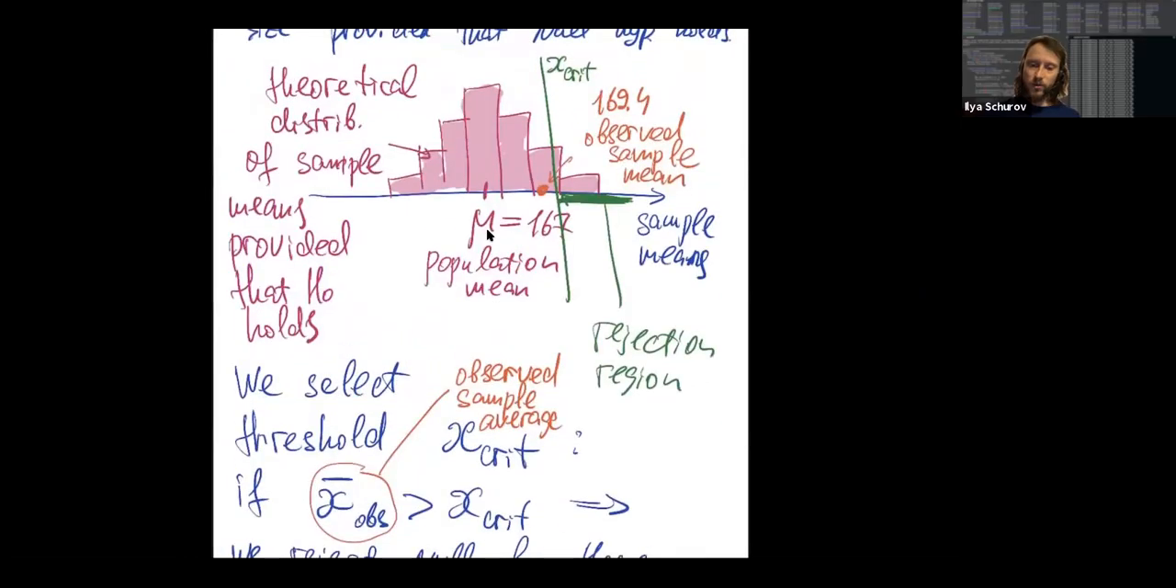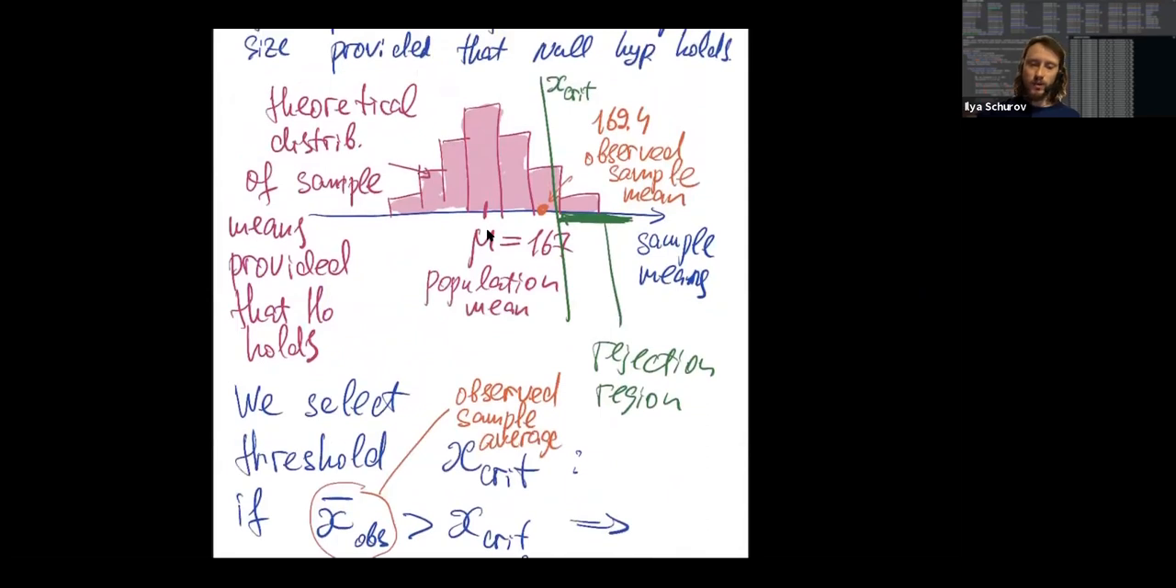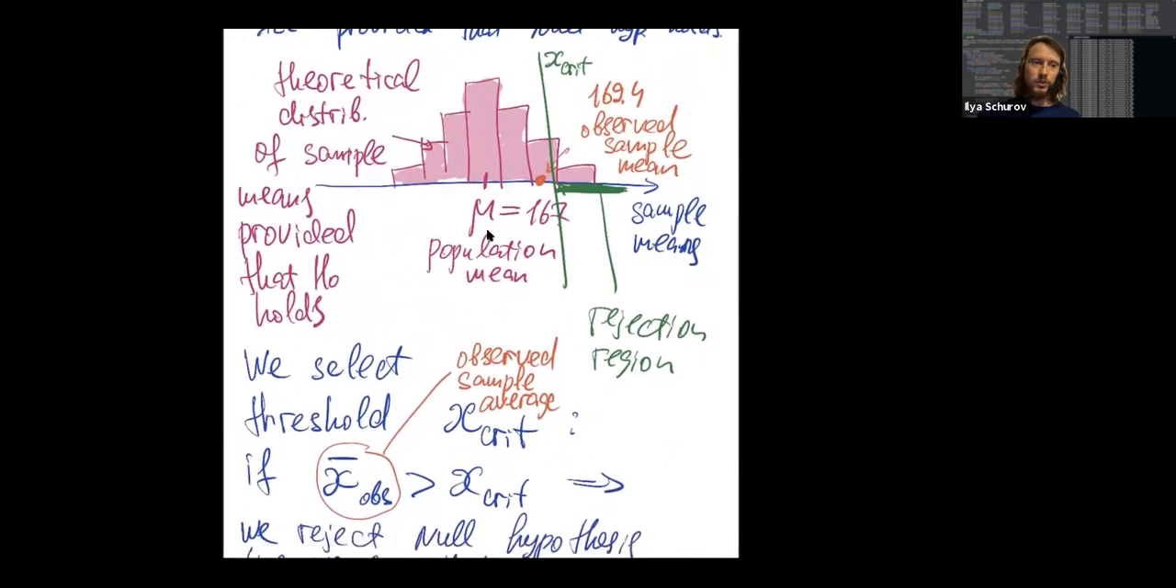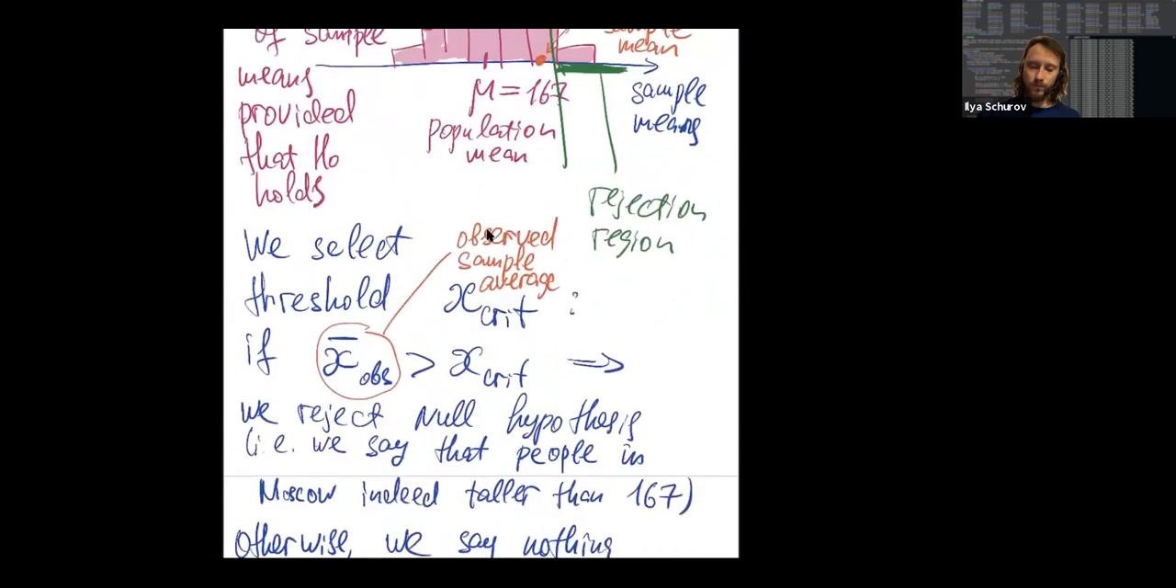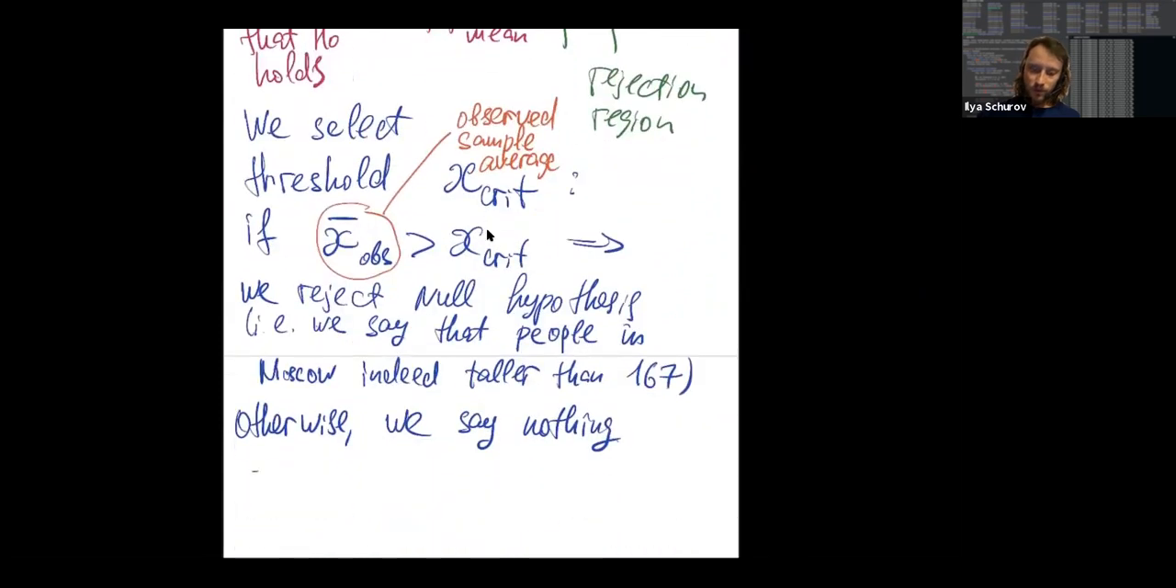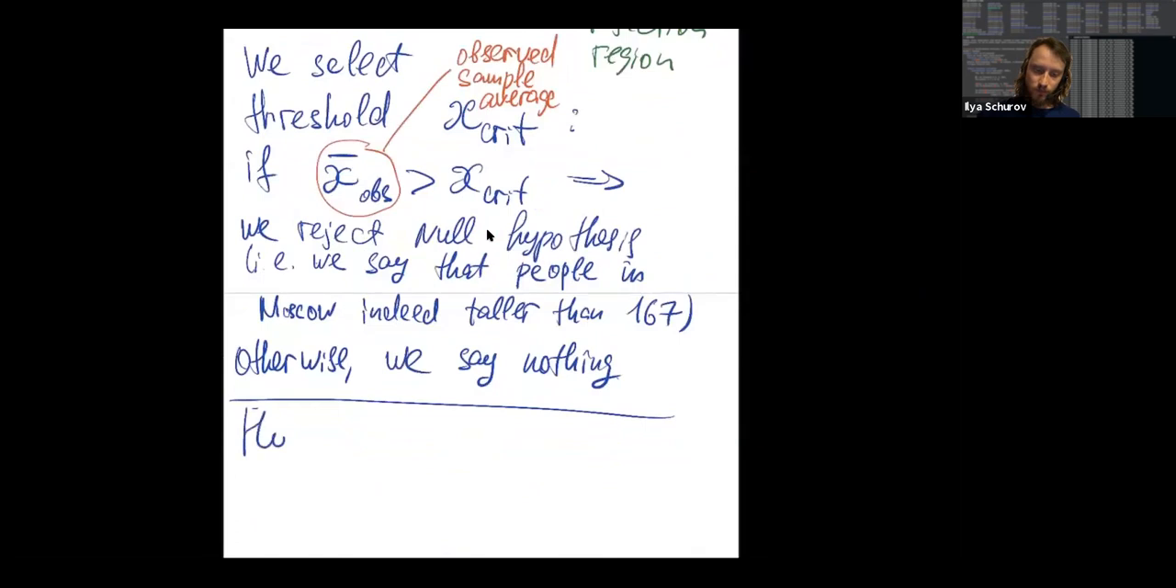So now let me ask you how to choose this X critical. Again, I want to control the type 1 error rate. So how to choose X critical?